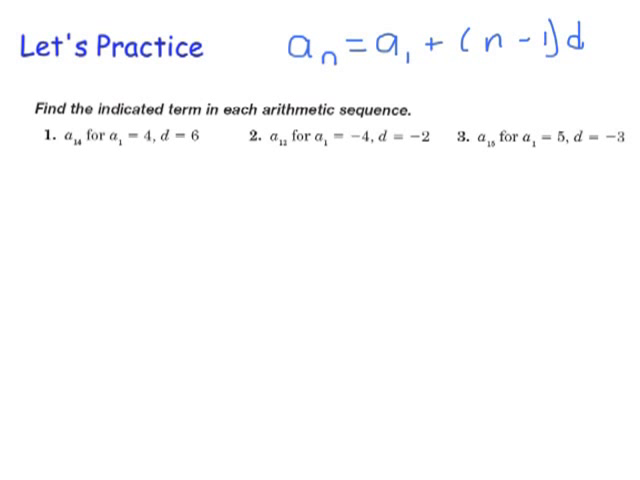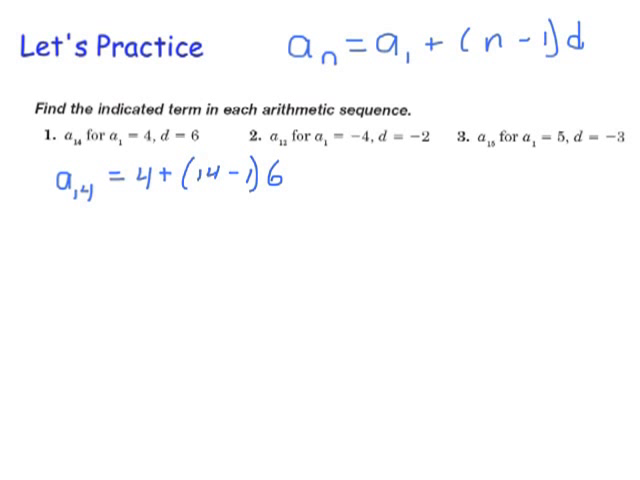Alright, so let's go ahead and play with that a little bit here. I want to find my 14th term. So I'm going to say a sub 14 is going to be equal to my first term, which is 4, plus, and then I'm going to have n minus 1. Well, remember my n is what? My n value here is 14 because I want to find the 14th term. So it's going to be 14 minus 1 times my common difference, which is 6.